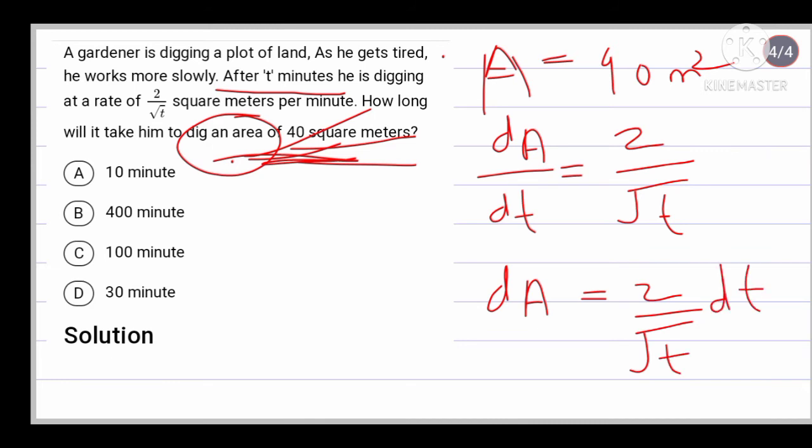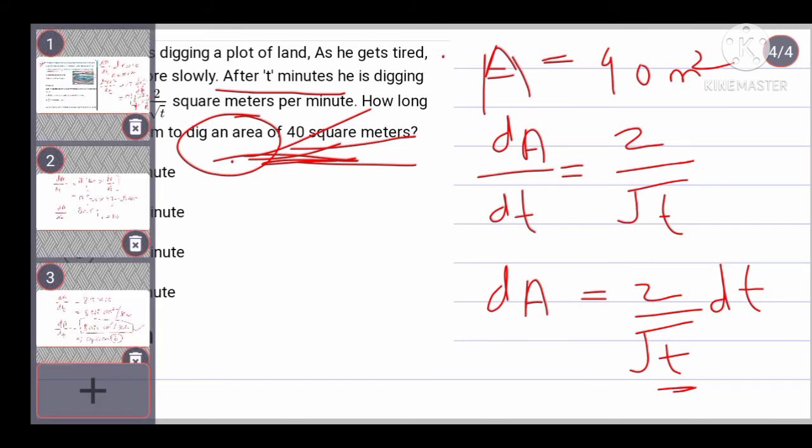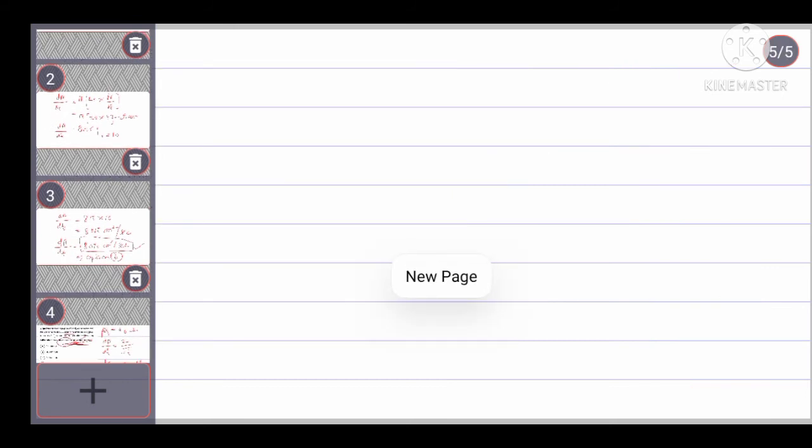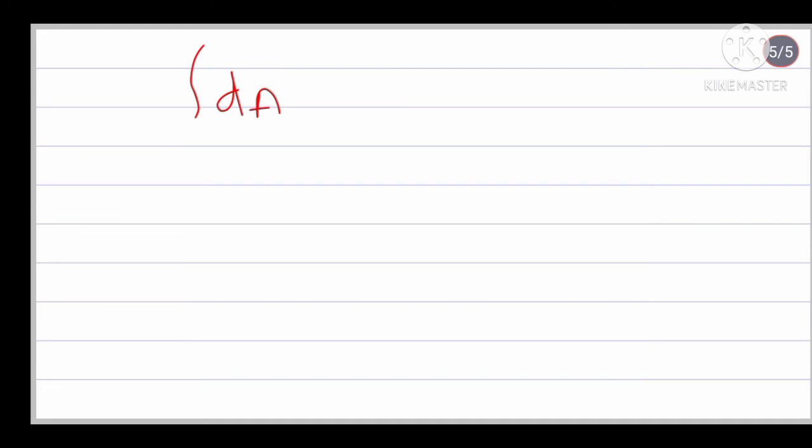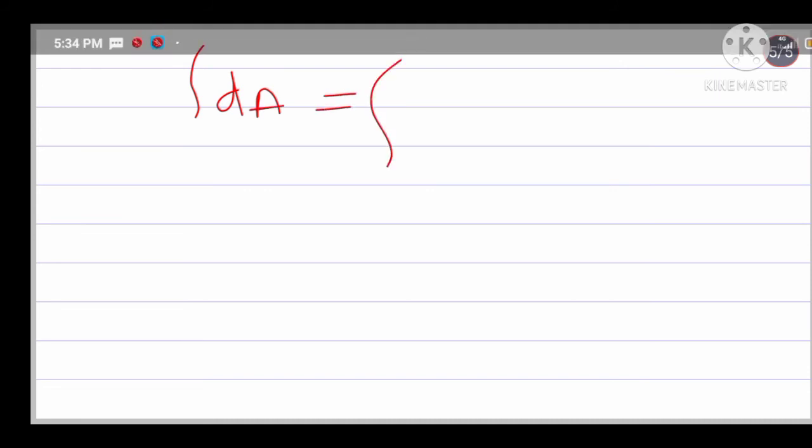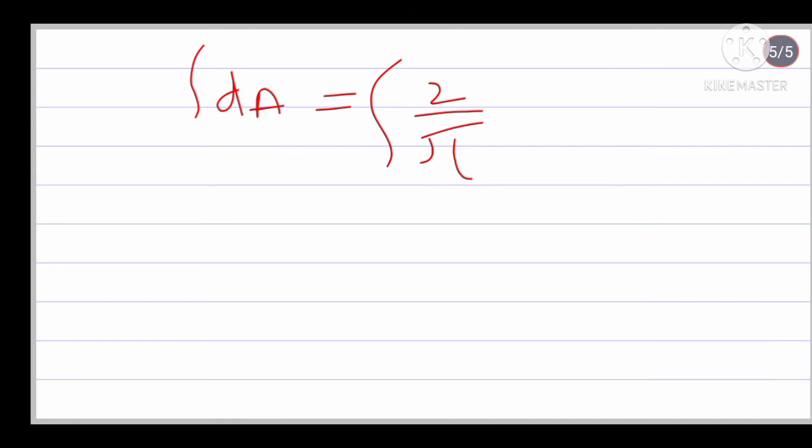Now see, here we have to find only the answer of t. So can we cancel this derivative? How can we cancel this derivative? By using integration we can easily cancel it. So I will cancel the derivative by integrating both sides. It becomes integration of dA equals integration of 2 under root of t into dt. So the derivative and integration will cancel.